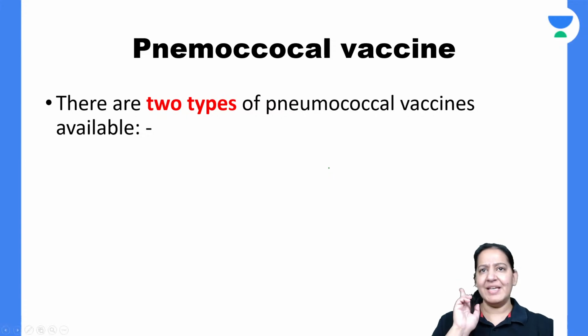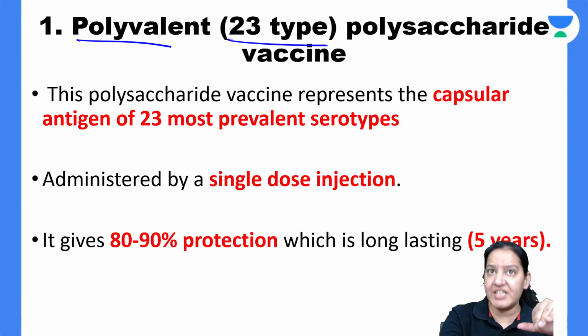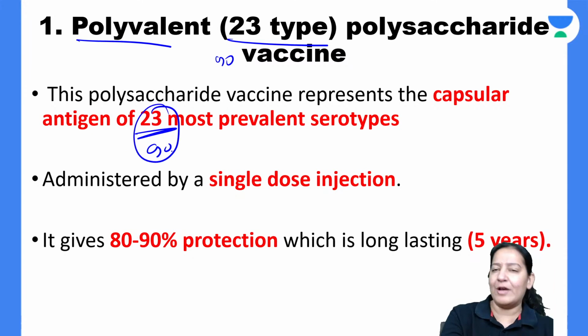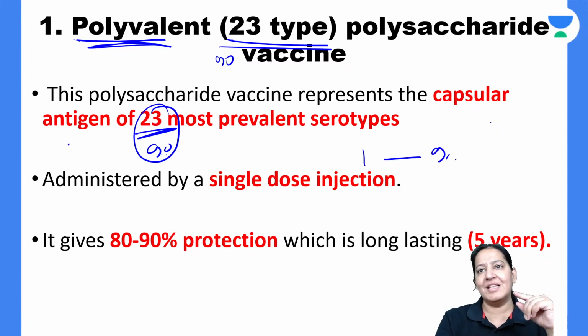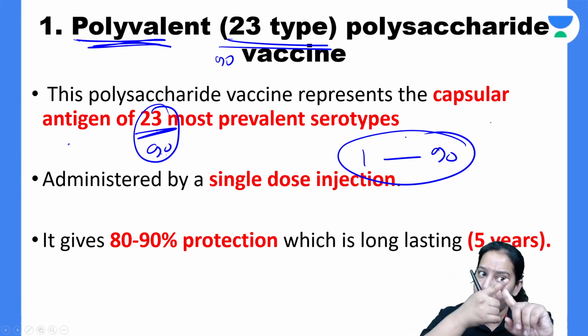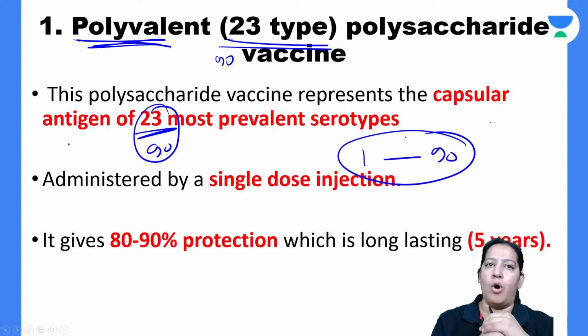Right? So the vaccines are of 2 types. The first vaccine is a polyvalent vaccine, which contains 23 types among the 90. Out of the 90, 23 are most commonly causing the disease. So among the 90, we have taken those 23 and created a vaccine for that. So that is known as polyvalent. The polyvalent vaccine is 23 type, capsular antigen of 23 most prevalent serotypes. It is not like 1 to 20. Out of 1 to 90, the ones which frequently cause pneumonia and meningitis in humans, we have taken those strains and prepared a vaccine combining all of them, right?